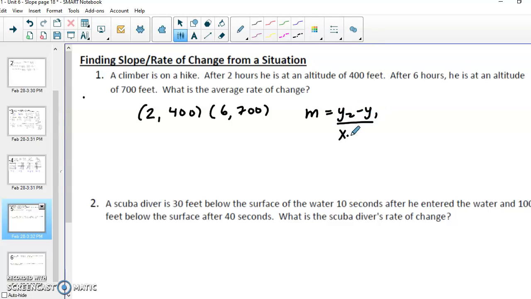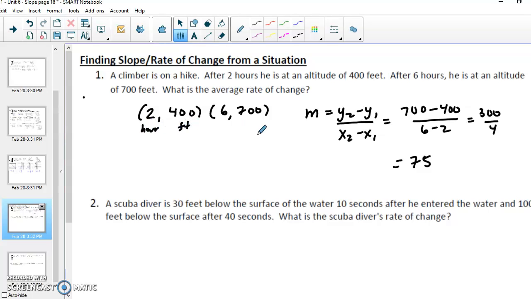y2 minus y1 over x2 minus x1. Rate of change is the same as slope. So 300 divided by 4 is 75. What I just want you to think about is our labels. This was in hours, and the 400 was feet. Therefore, we're talking 75 feet per hour.